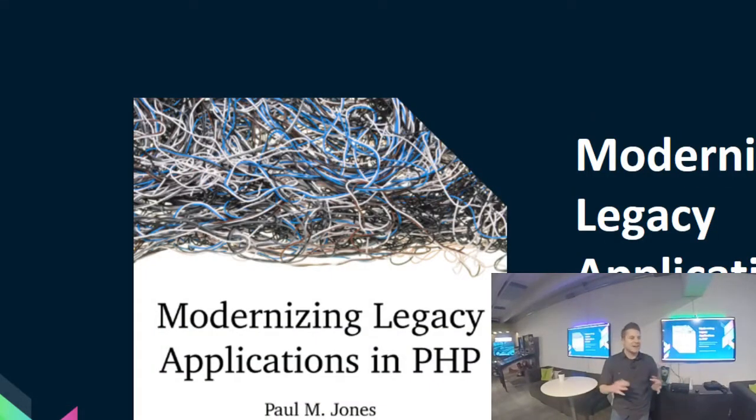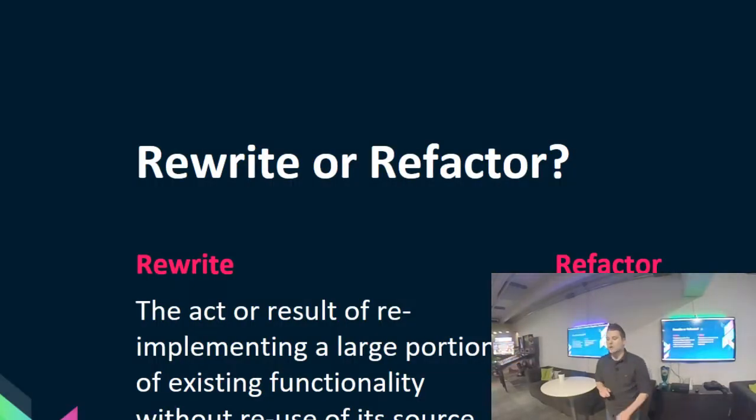So with that, let's get started. We've got a lot to go through tonight, and I want to cover as much as possible. A huge shout out goes to Paul M. Jones. He wrote this book called Modernizing Legacy Applications in PHP, and it's a great source. We bought this as a company and it's available for us to read. I read it and thought it was amazing, and I modernized one of my very first applications. If you want to grab it, it's on LeanPub.